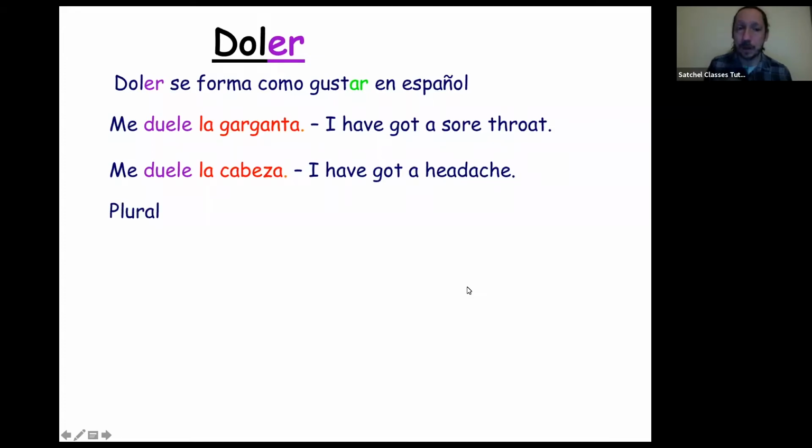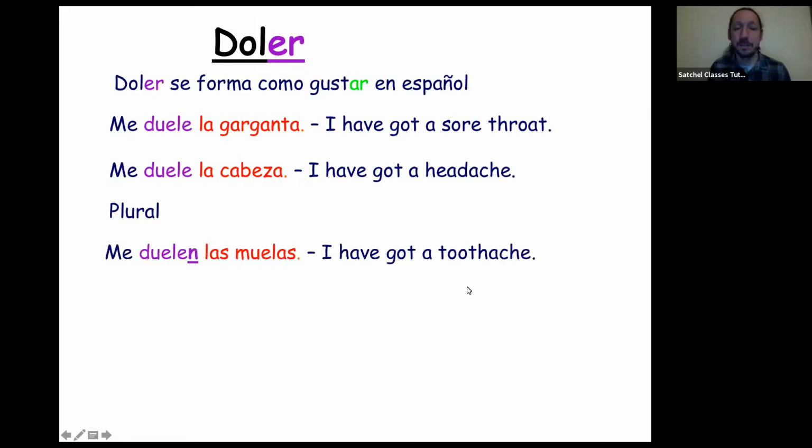Plural. Now, notice that each one of these two parts that I mentioned, throat and head, is singular because we only have one. But what happens when we're talking about plural parts of the body? Like, for instance, teeth. Well, we need to add N after duele. Me duelen las muelas. Why is this the case?